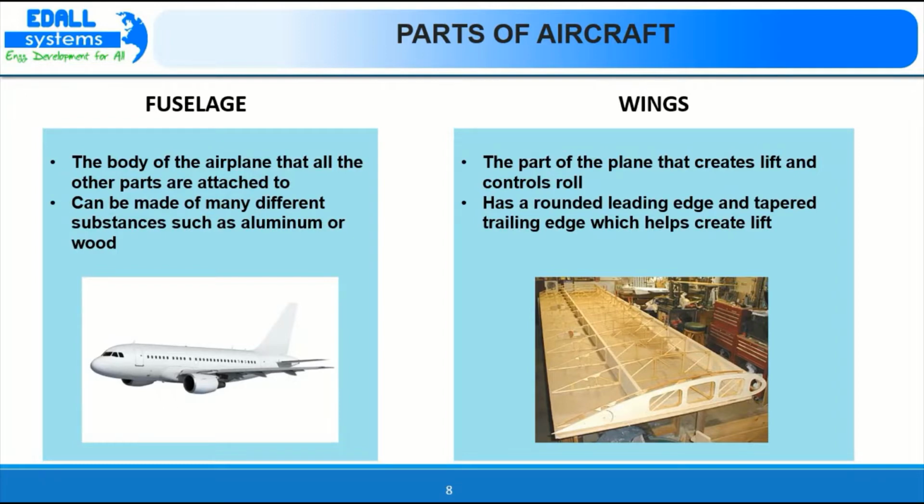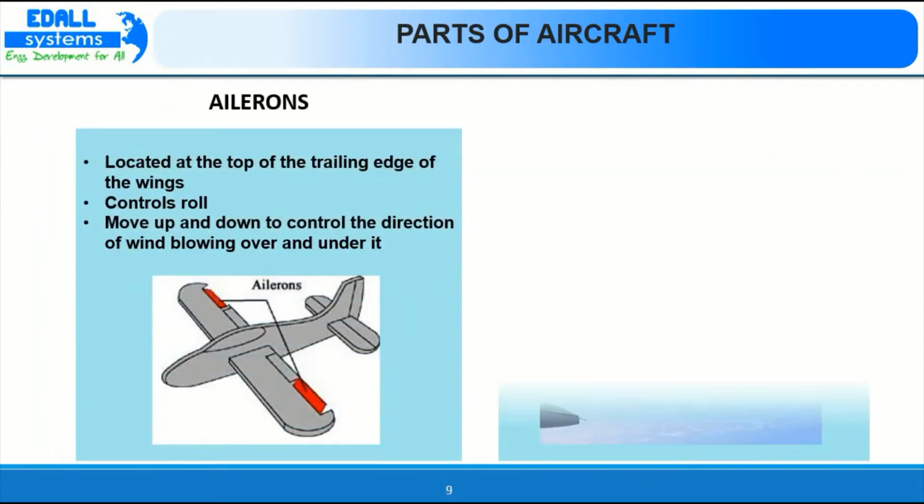The wing has a rounded leading edge and tapered trailing edge which helps create lift. So this geometry of an aircraft helps in creating lift. If we take a cut section of the wing, we can see it is a 2D aerofoil which creates the lift. Then we will see ailerons.